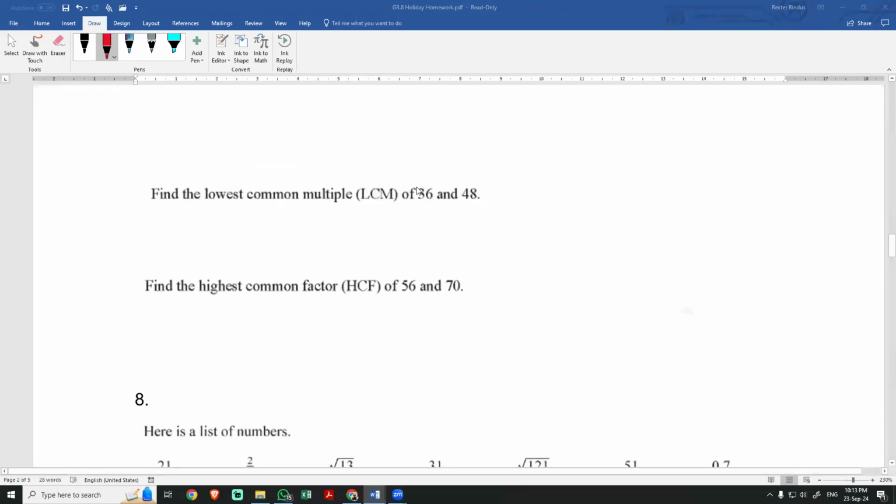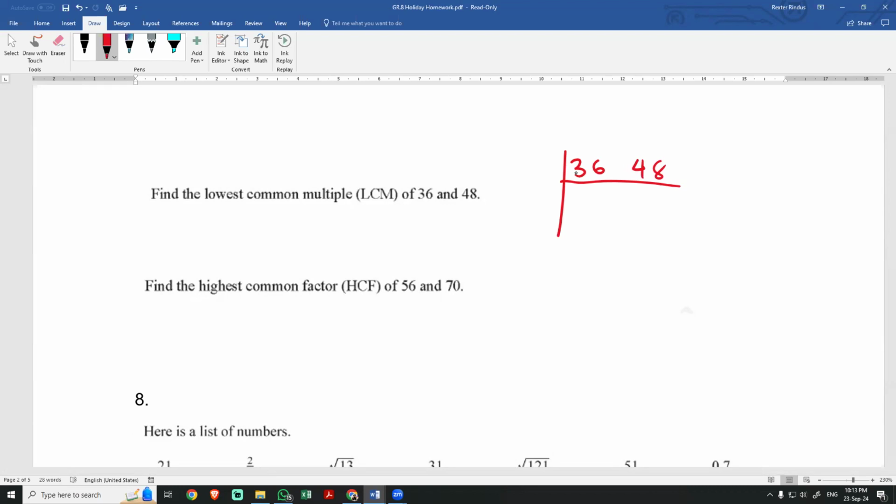All right, let's move to the next question, finding the LCM and highest common factor. Let's find first question number 7, about finding the LCM of these values. I think the numbers are given already here. We have 36 and 48. We are doing this in the class, so I hope you understand the method that we're doing here.